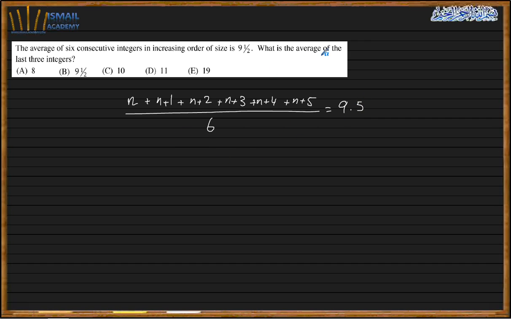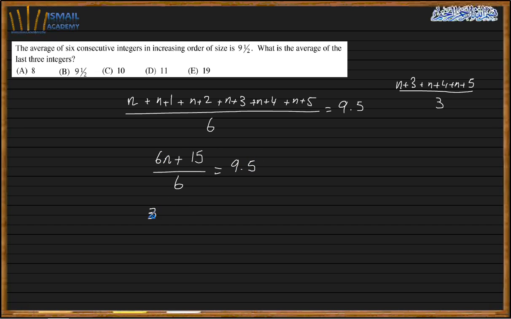So what is the average of the last three integers? I'm looking for the average of n plus 3 plus n plus 4 plus n plus 5 over 3. So this is the average of three integers. First I'm going to look for n because that's the only variable, and this is a multi-step linear equation. Here I combine like terms on the numerator. We have 6n plus 1 plus 2 plus 3 plus 4 plus 5, which is 15, over 6 equals 9.5.